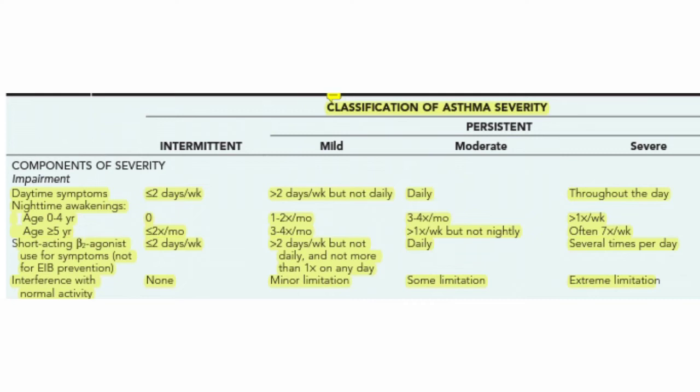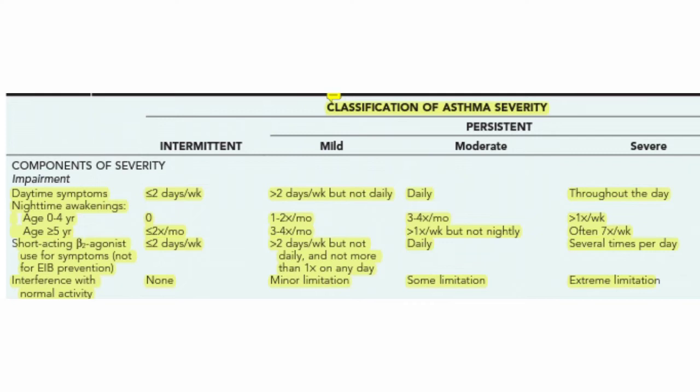Now we'll discuss the control classification of the child. Control can be well controlled, not well controlled, and very poorly controlled. So these are the 3 classifications of control. Again we will divide it into daytime symptoms and nighttime symptoms. Daytime symptoms, if less than 2 days per week, then it will be well controlled. If more than 2 days per week, then it will be not well controlled, and if occurring throughout the day, then it is very poorly controlled.